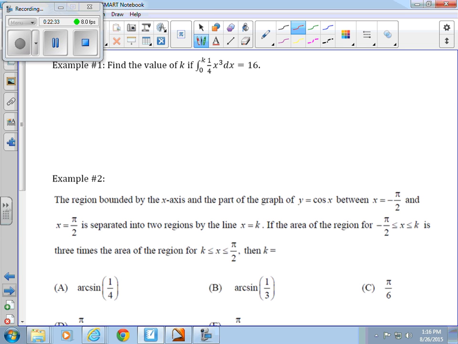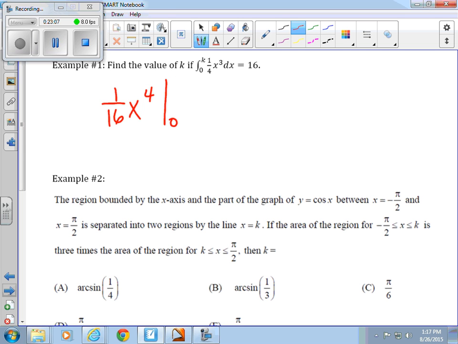Okay, what do I do first? Rewrite the integral as an antiderivative from 0 to k. So if it's x cubed, what did x cubed come from? X to the 4th, and then what do you do with that exponent? Divide by it. So it's already 1/4, and you divide by 4 again, you get 1/16 x to the 4th.